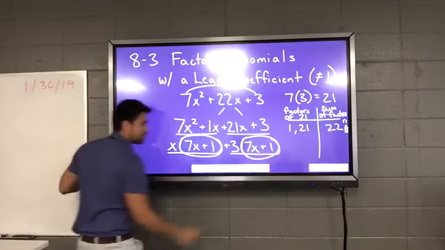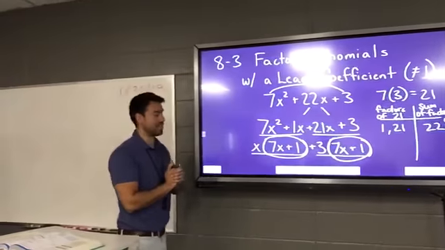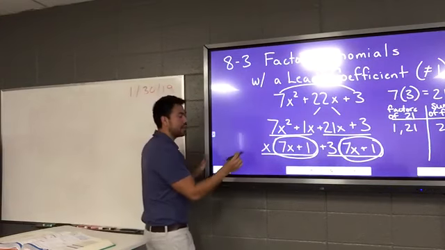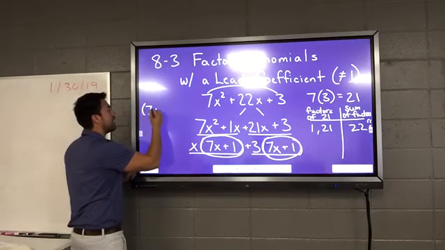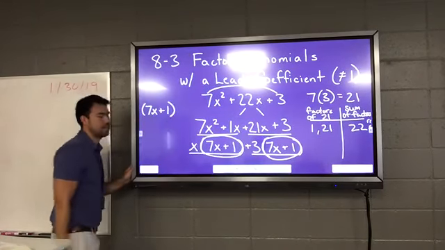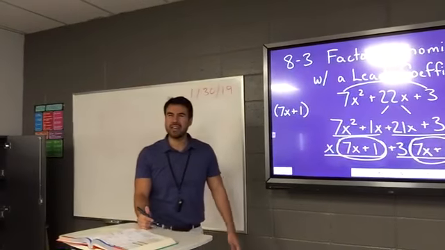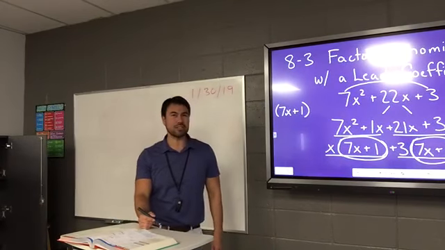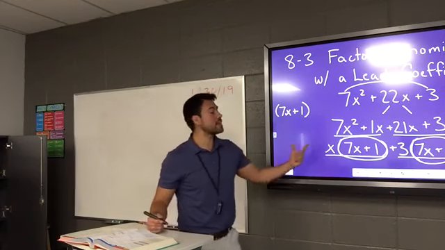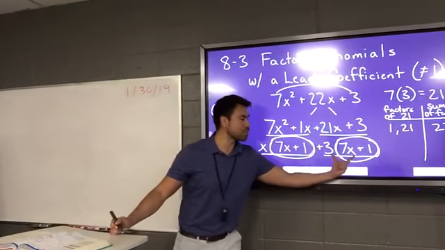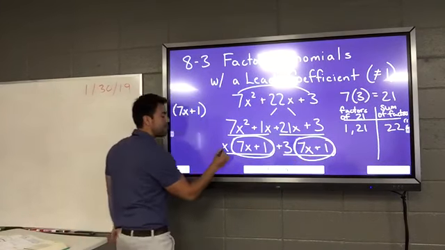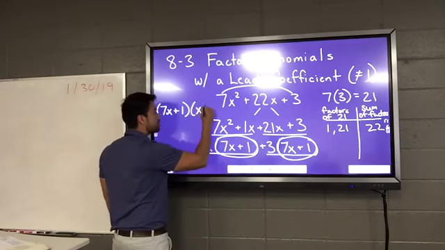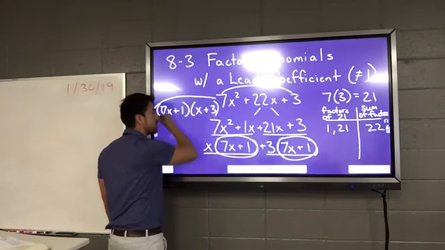Is that correct? So, this is so cool, but it's complicated. The GCF of this and this is 7x plus 1. That's the GCF. And you're like, wait, how can you have a binomial be the GCF of something? Are both of these being multiplied by 7x plus 1? Yes. So what's left behind? x plus 3. That's your answer right there.